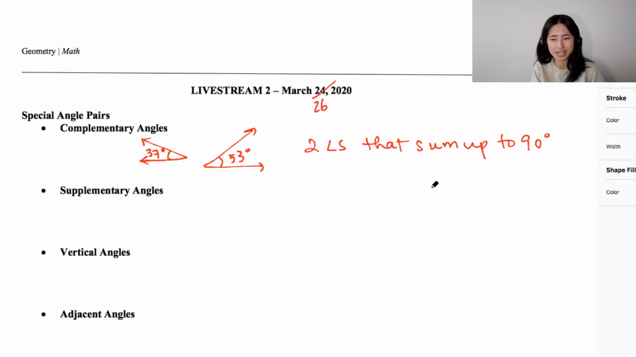Okay, so for supplementary angles, that means they need to be 180 degrees as opposed to 90 degrees. So it's two angles that sum up to 180 degrees. Again, they don't need to be adjacent to one another.